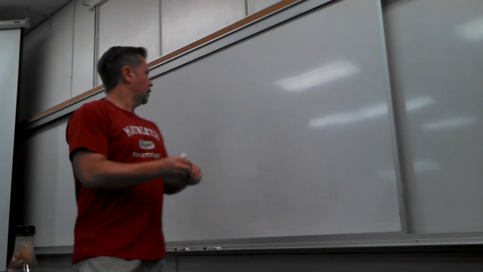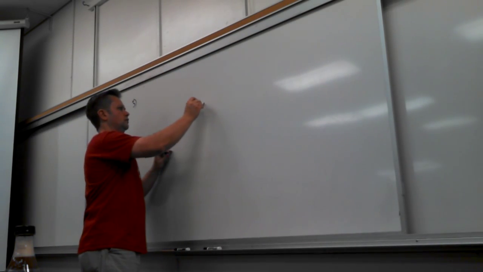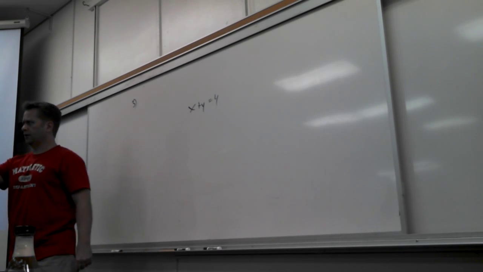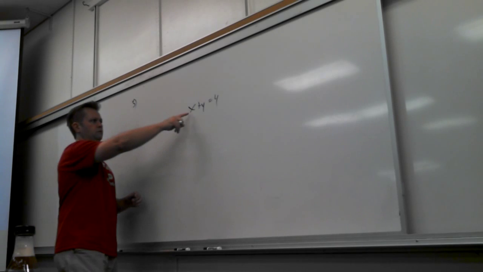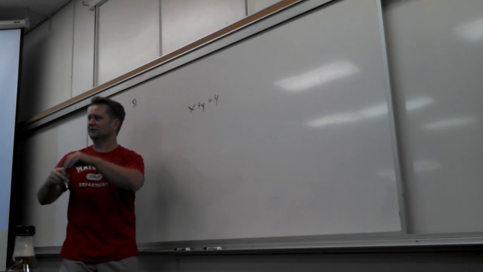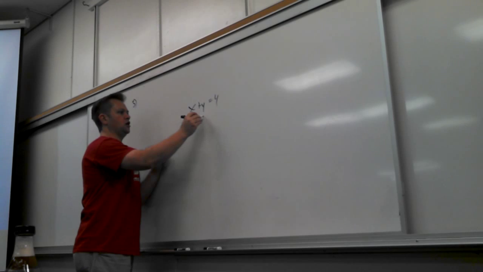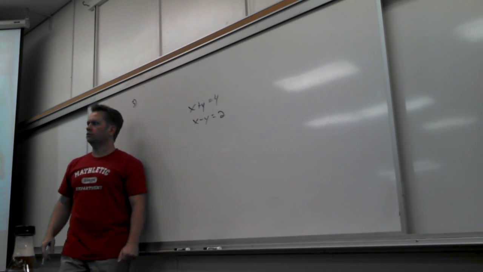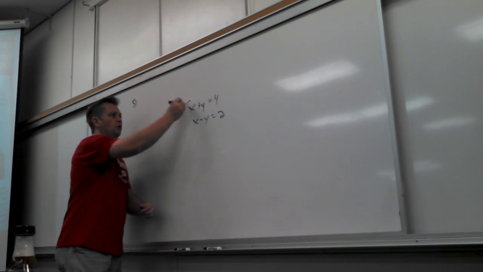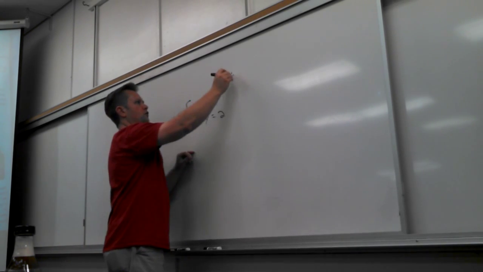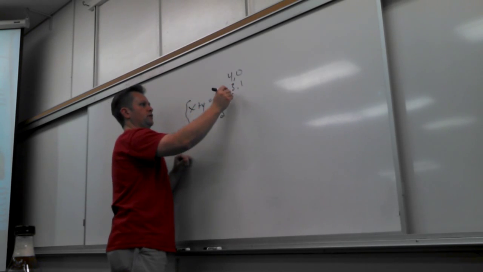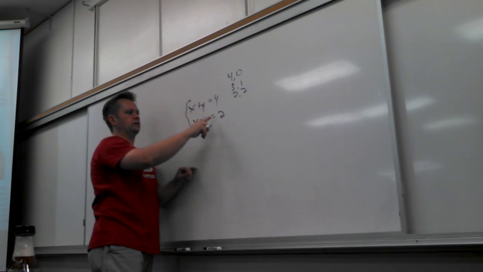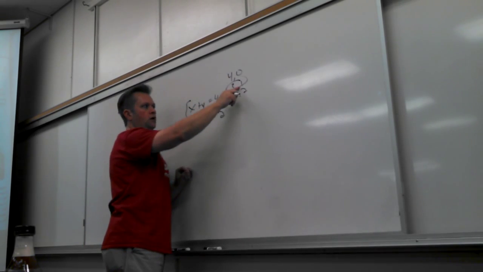Because, I mean, very quickly, how many things add to be four? Infinite number of things, right? 1.739 and whatever you add to that to make four, and so forth. But how many of these things also subtract to be two? No, they have to do both. So, for example, 4 and 0 add to be 4. 3 and 1 add to be 4. 2 and 2 add to be 4. Right? But which one of those subtract to be 2? 3 and 1. So that's the only one that does both.